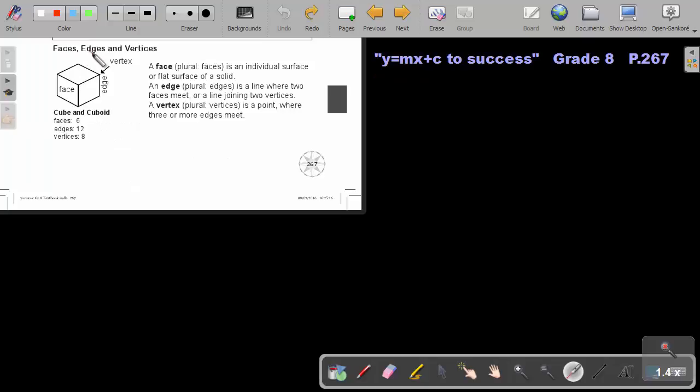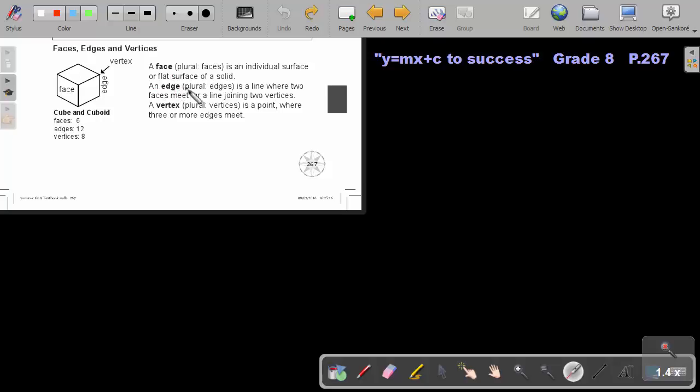A face, an edge, and a vertex. Or vertices. A face is an individual surface or flat surface of a solid. So this is a face, this is a face, this is a face. At the bottom is a face. So if I'm counting all the faces, I can count the bottom, the top, 2, 3, 4, at the back, 5, 6. There are 6 faces.